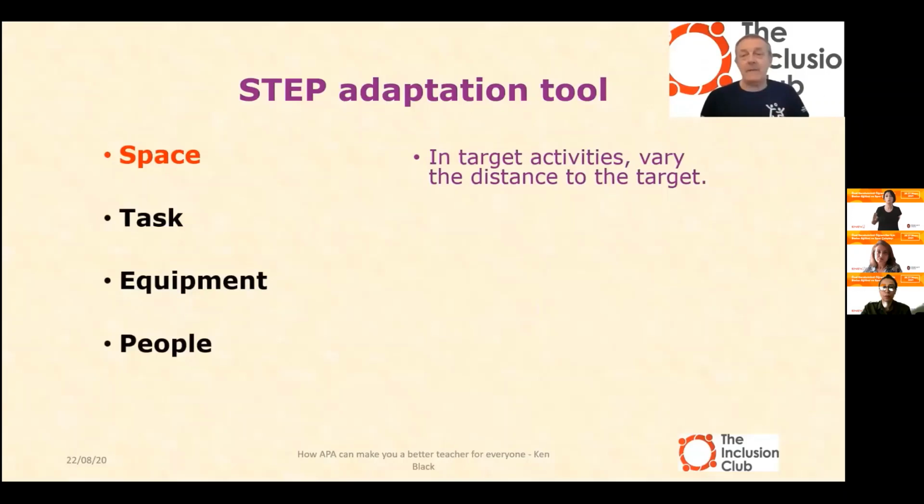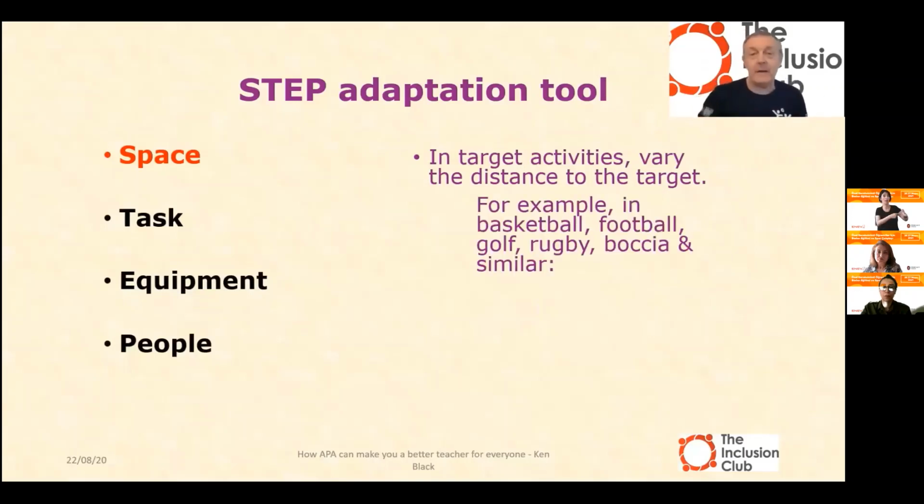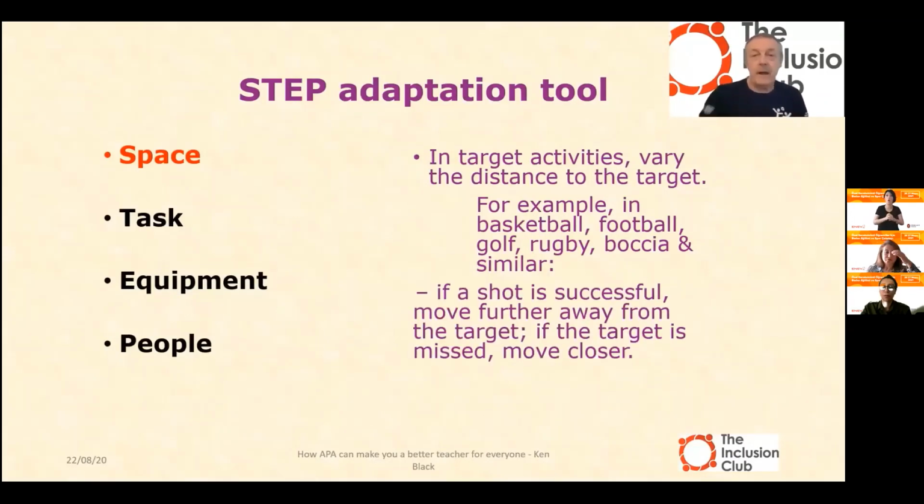In target activities, we can vary and change the distance to the target. So an individual can be closer to or further away from a target. For example, in basketball, football, golf, rugby, bocce, the Paralympic sport, and similar, we could, for example, say that if a shot is successful, then we move further away from the target. If the target is missed, then the next time we go closer. So we can always be flexible and enable people to achieve success. They achieve the success, increase the difficulty.